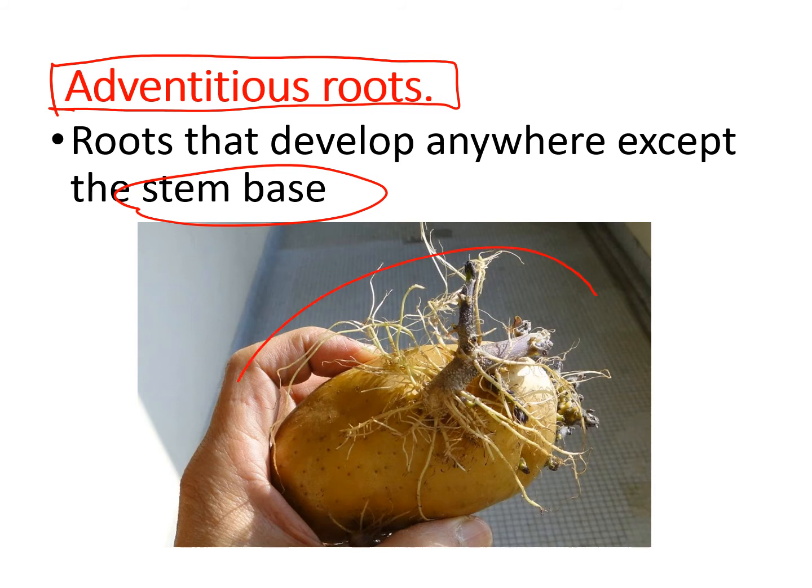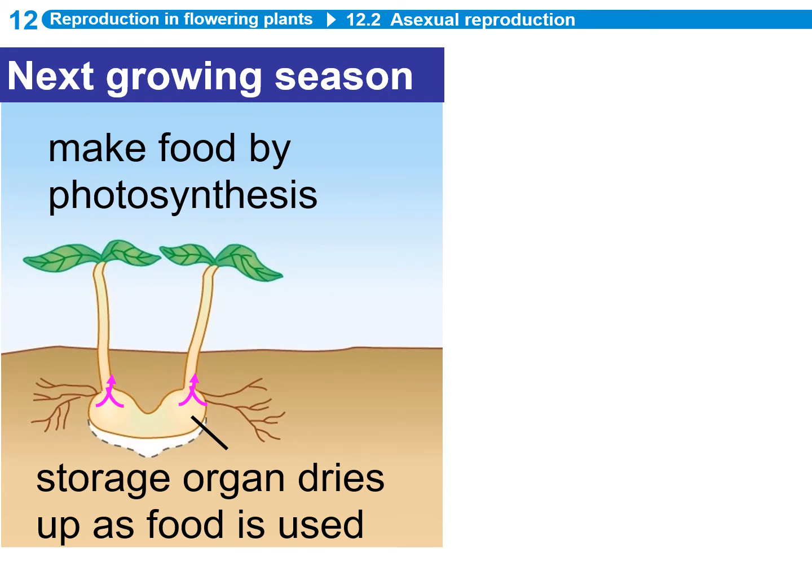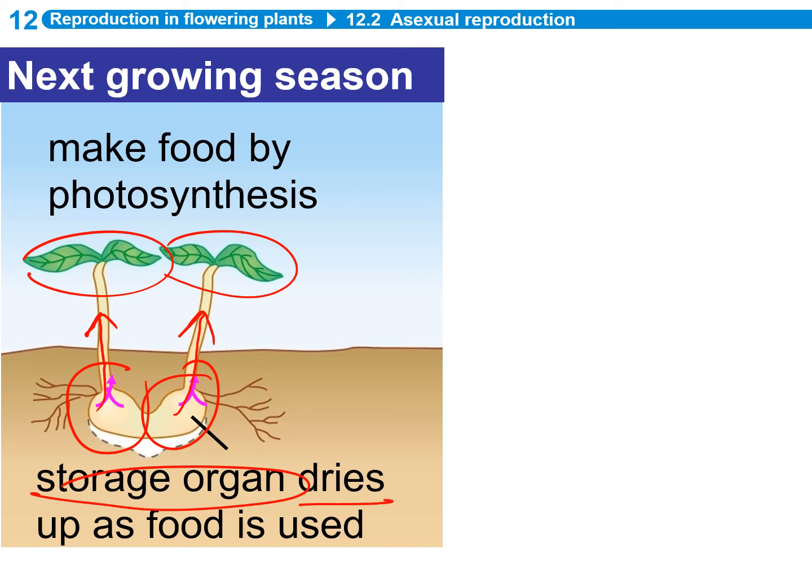So here we go, such as this is a potato, right? 薯仔. And you can see the adventitious roots grow out from the middle, the center of the potato, which is not normal and good looking. But anyway, this type of root allows the storage organ to absorb water and minerals from the soil. Now the leaves grow out using the food from the storage organ. So when the food is being used up, the storage organ will dry up and become smaller.